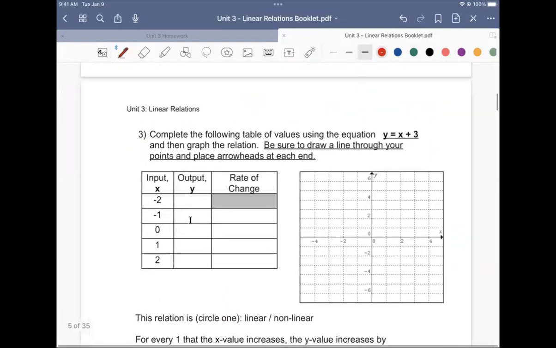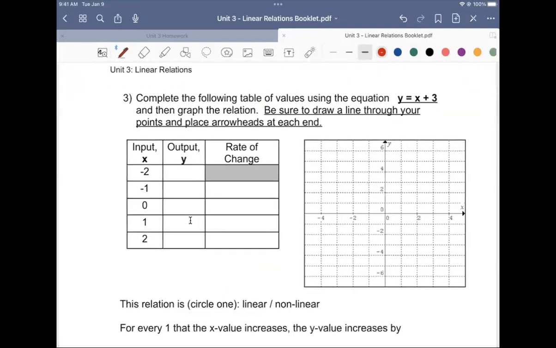Awesome. So if we take a look at the next one, we are going to complete the following table of values using the equation. So we have the equation y equals x plus 3. We're going to assume there is a 1 here and then graph the relation. So we're going to draw a line through all of our points, and we typically just place arrowheads at either end. So what this means is I have my x value, but I don't have my y value. If I substitute my x value into my equation, though, then I can figure it out. So all I'm going to do here is that my y value is -2 plus 3 because the equation says x plus 3.